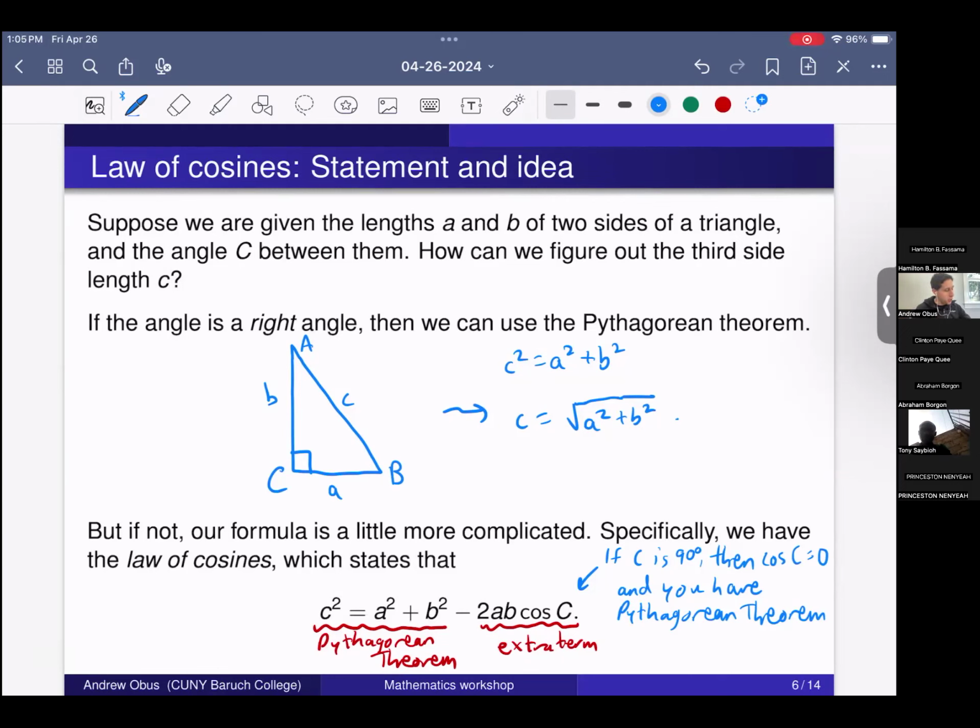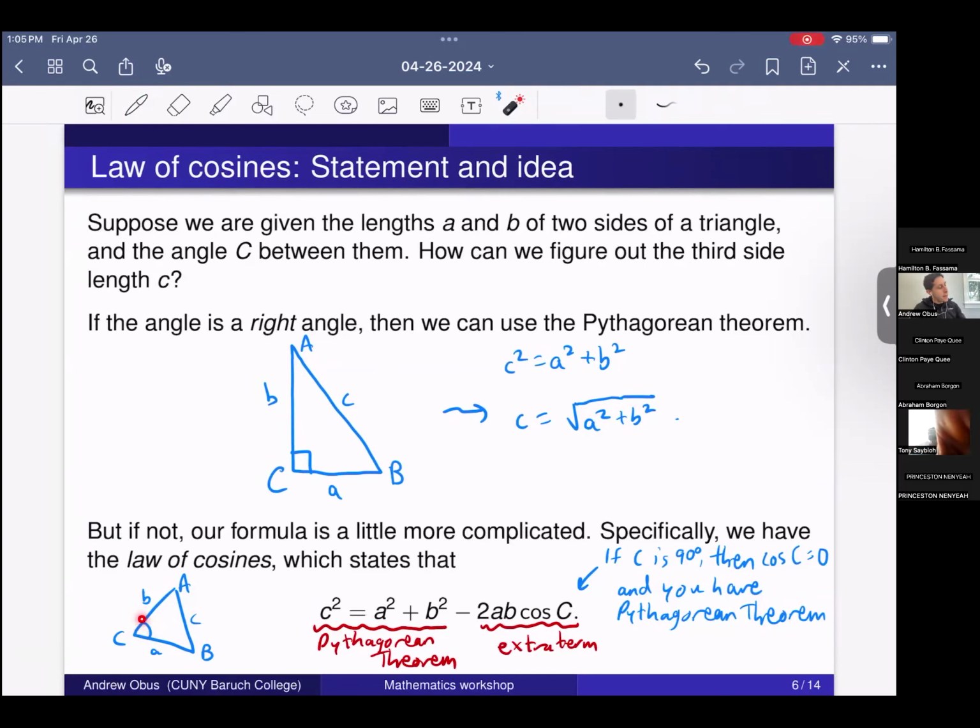So let me just draw a picture. This would be, for instance, if I had a triangle that looked like this. This is A, B, C, and these are angles A, B, and C. This is my angle C. Then the side C is not going to be a squared plus b squared, but I'm going to have to subtract off a 2ab cosine C.